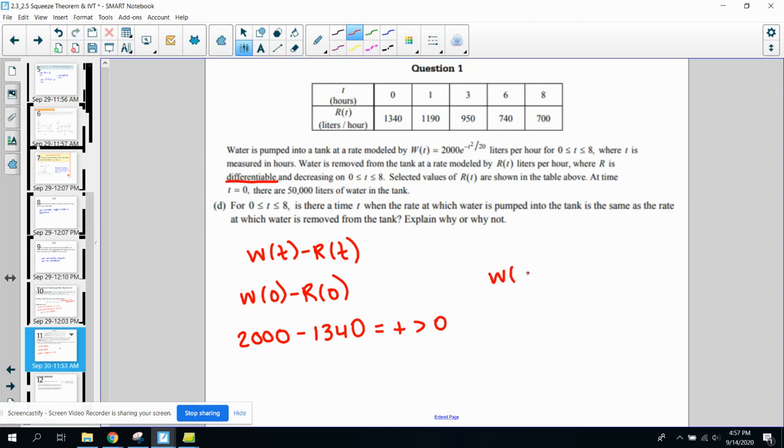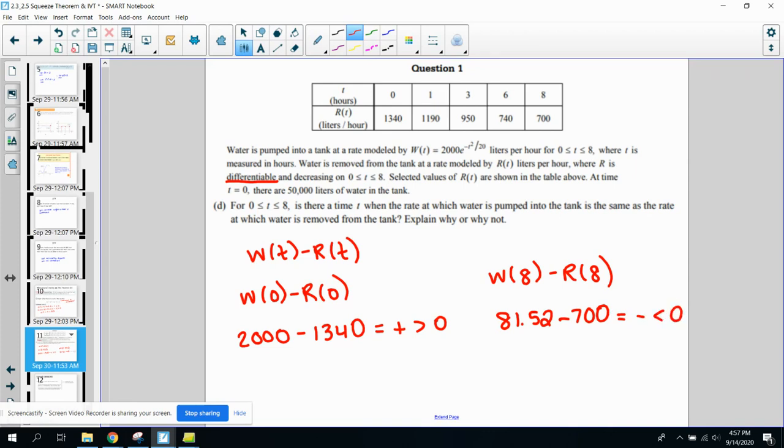So I'm going to do W of 8 minus R of 8. So W of 8, again, use your W function here, plug in 8. So that's going to give us 81.52. I'm going to subtract R of 8. So again, I'm going to use my table. So minus 700. And then once again, I don't care about the actual value, but I know that when I subtract these, I'm going to get a negative value, which is less than 0.